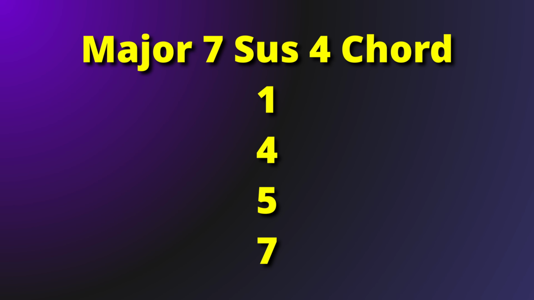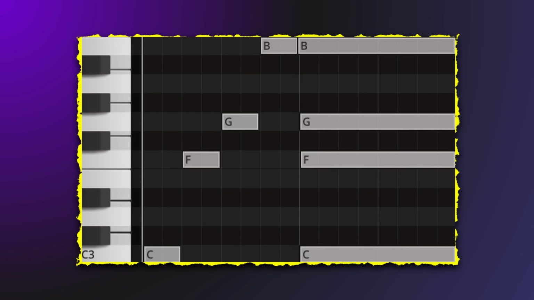If you are already familiar with sus chords, you may know that there is a sus4 chord as well as a sus2 chord. As such, there is also a major 7 sus4 chord that is worth exploring. You can find the notes for this chord by taking a sus4 chord and adding a major 7th note, or by swapping the 3rd note in a major 7th chord for a 4th. So C major 7 sus4 has the notes C, F, G and B.